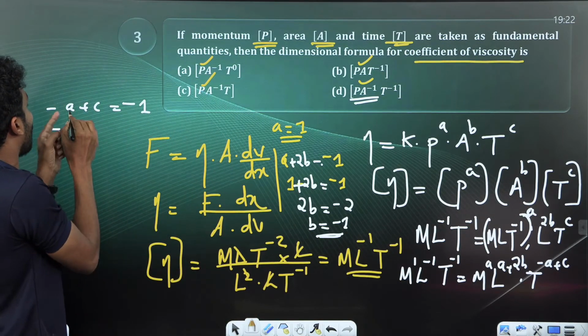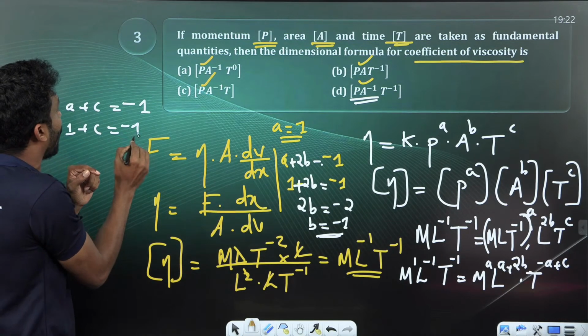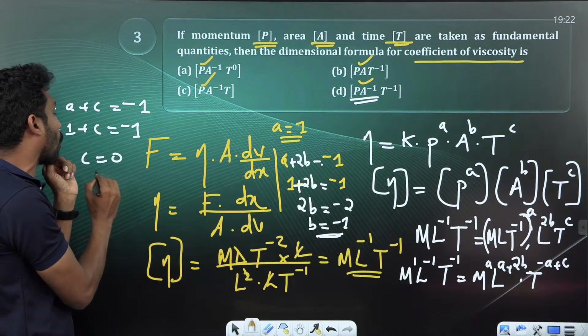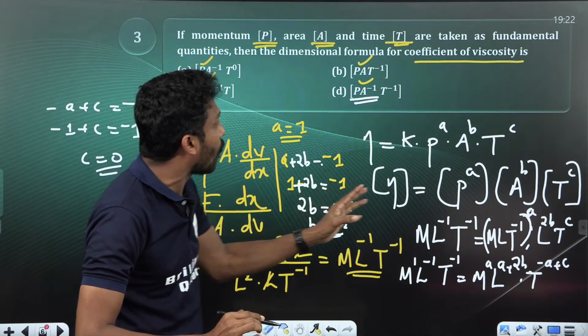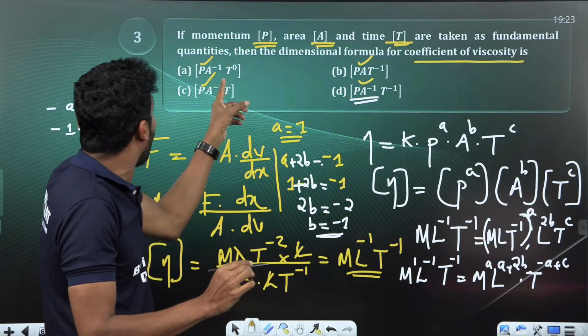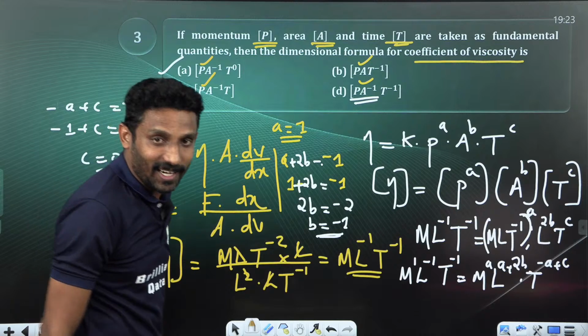And what is this? a is equal to 1, plus c is equal to minus 1. What does it indicate? It indicates that c is equal to 0, isn't it? So the power of time, c, is equal to 0. Which option has the power of time T equal to 0? The first option only is the correct answer.